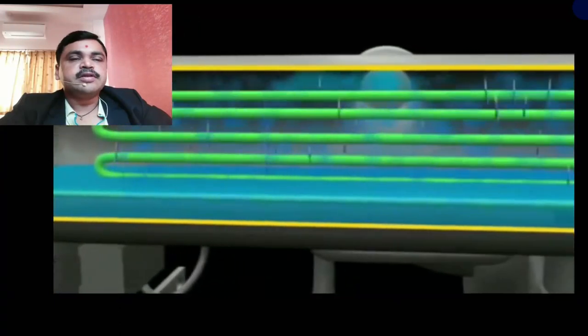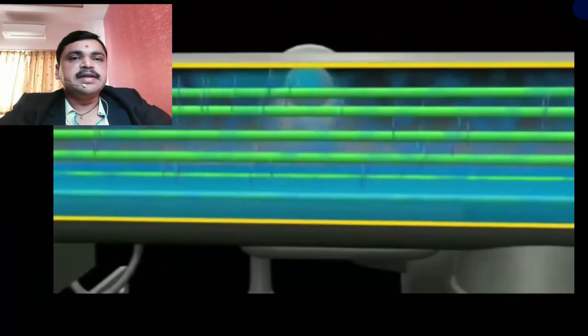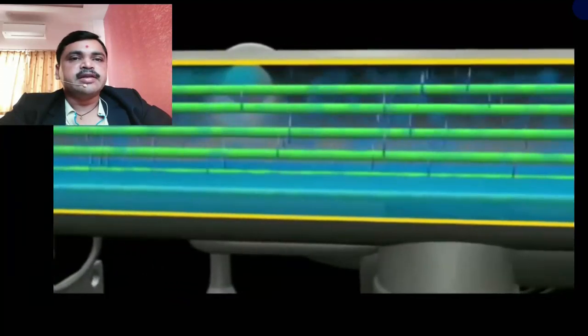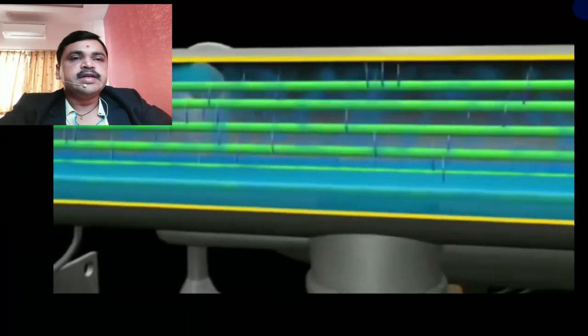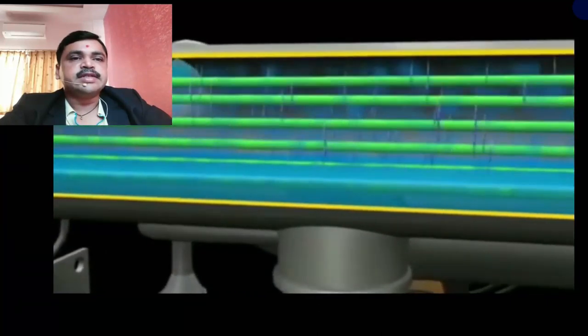And after completing the cycle, the fluid is condensed in the condenser. This is the condenser.